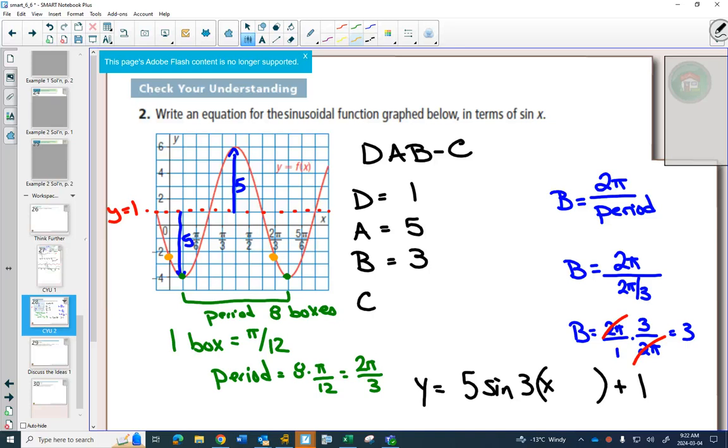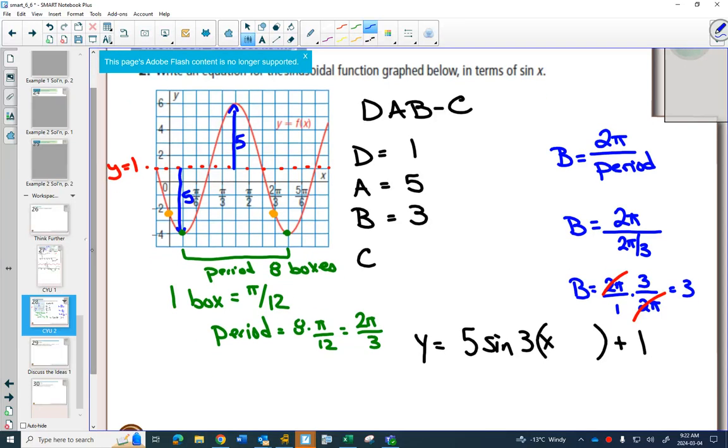Now, for your c value, you actually have some options. There's more than one right answer for your c value. But first of all, since we're doing a sine graph, and I'll color code this so we have different starting points in different places, okay? Since we're doing a sine graph, where does a sine graph normally start? It starts in the middle, going up.